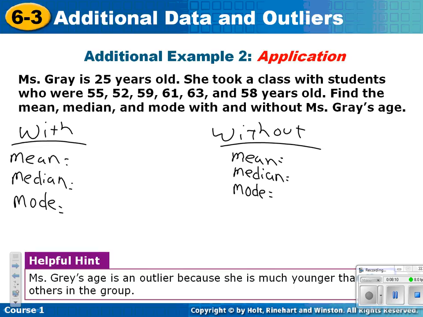We, as a class, will then do the median because that's easy. So go 25. What's the next number? Wait. Let's do this: 52, 55, 58. Okay. Did you figure it out? Sure.